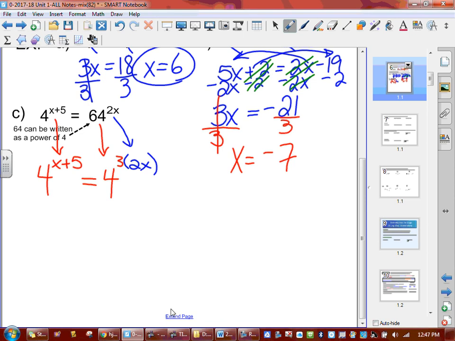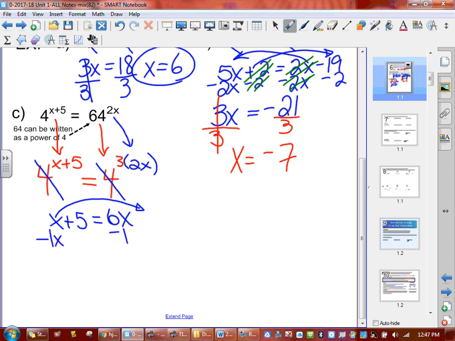Our bases are identical, now we can drop them. We're going to have x plus 5 equals 6x. And we want to go to where x is bigger. Where's x bigger? On the right. So we're going to take the x from the left to the right. So this guy's moving over. We're going to subtract 1x, subtract 1x. That's going to give us 5x equals 5.